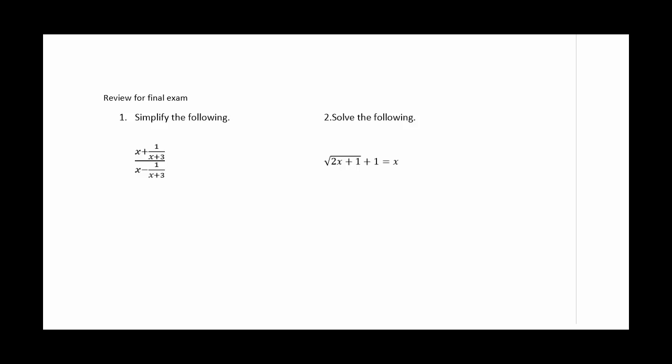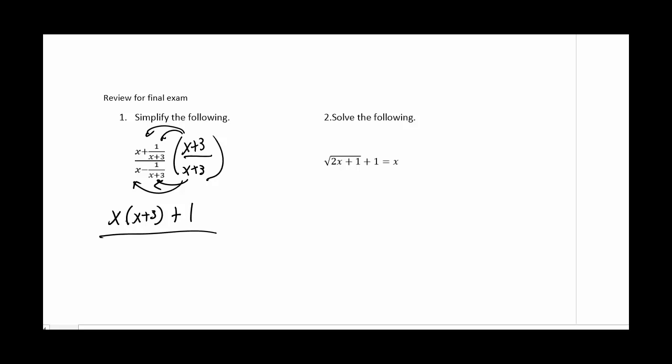All right, in number 1, I want to multiply by a common denominator, which in this case is going to be x plus 3 over x plus 3. And then I want to distribute that in with each term. So what's going to happen then is I get, up top, x times x plus 3 plus, well, the x plus 3s are going to divide out for that term, so I just get 1 up there. And in the denominator, I get x times x plus 3, and this time it's just minus 1.